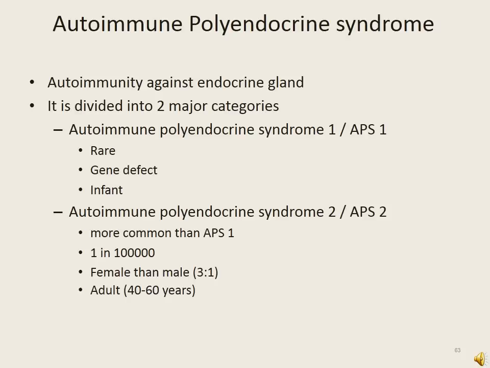It will occur at a frequency of 1 in 100,000 persons. It occurs in females more than males, in the ratio of 3 to 1, and it occurs in adults, that is during the age of 40 to 60 years old.